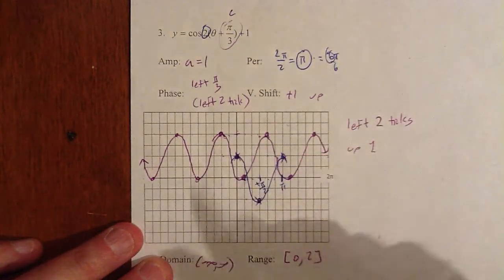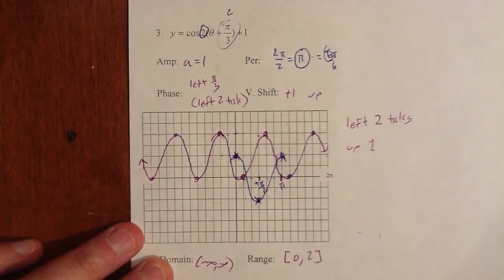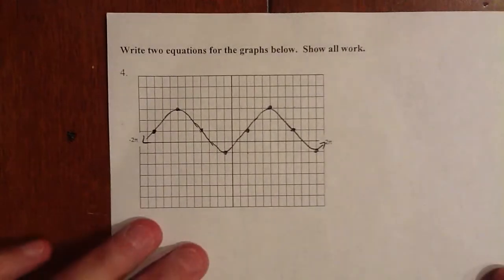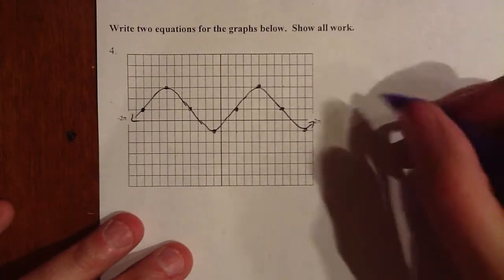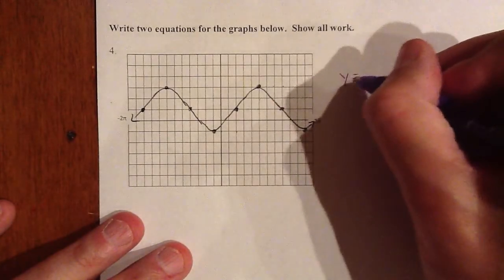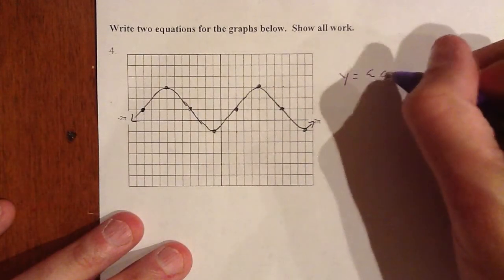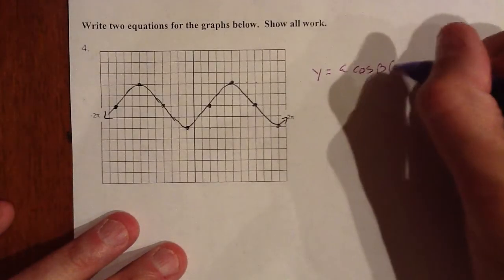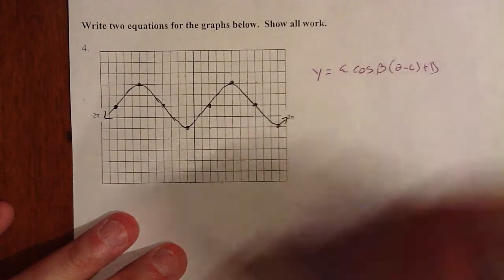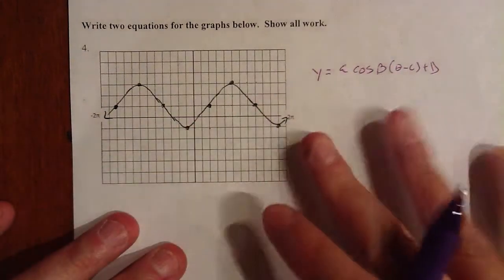All right. So let's review some writing equations, okay? Let's take a look here on the back, and we'll look at some examples of writing equations. So remember to write the equations, we wanted to get this in the form y equals a cosine b theta minus c plus d. So we've got to take a look here.